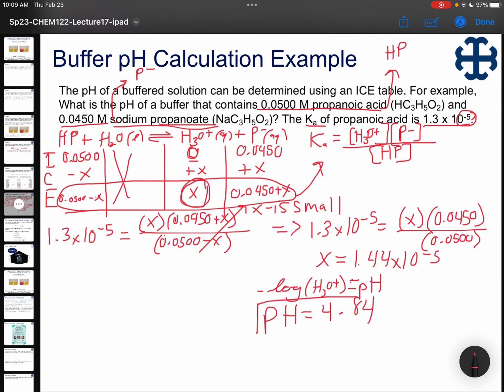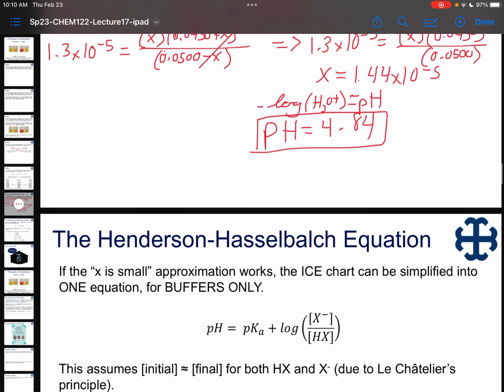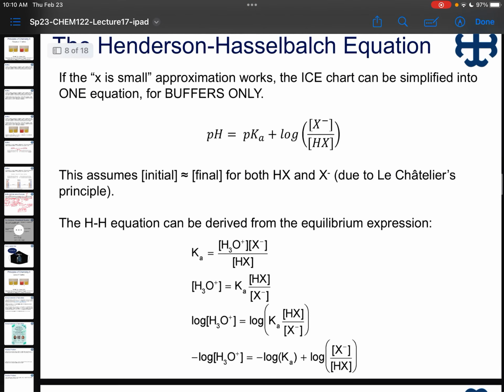Okay, so we came up with an answer there, but we had to do a fair amount of work. And so I want to say you could do this, but it will take you a lot more time than the method I'm about to show you. So let's talk about the Henderson-Hasselbalch equation. And so in the case of buffers, and I will say this a number of times, this is only true when we have a buffer solution, and our x is small approximation works, our ICE chart can be simplified into a single equation.